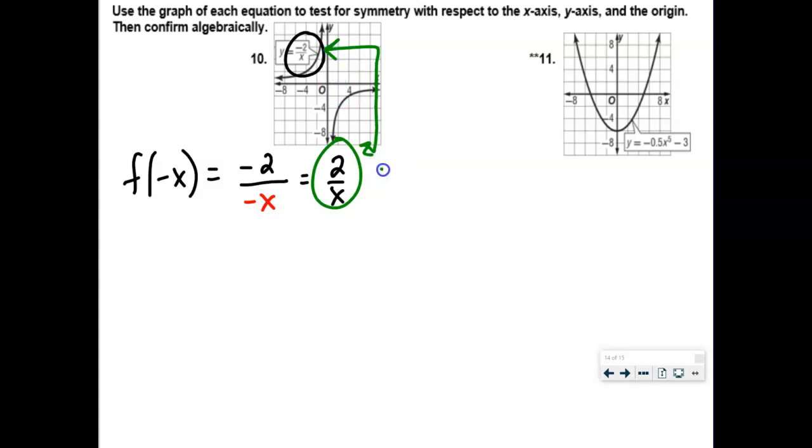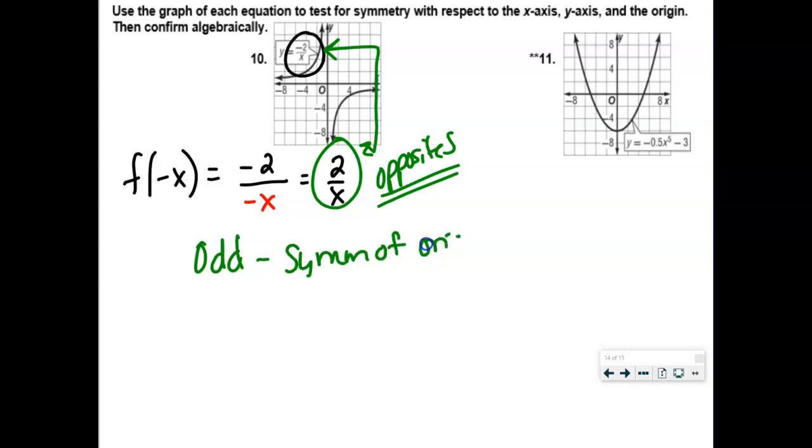Are they opposites? I think they are. I know why you guys are saying no, because you feel like there should be 2 negative signs. Guys, 2 over x is one term. Because if you had 2 negatives, it would be positive. Those are opposites, yes. They threw a negative in front of the function is what happens. So, indeed, this is an odd function, and it has symmetry of origin.